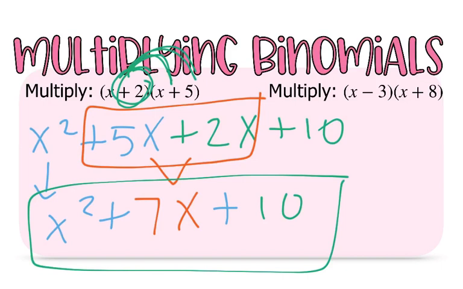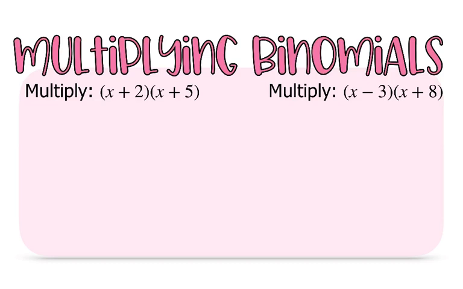Alright, I'm going to erase the screen and do the second example. If you need to pause it here so you can write it down, go ahead and do that now. All right, so let's do the second example. First, I'm going to take the x and multiply it to both things in the second parentheses. So what would I get with that? Well, x times x is x squared, and x times 8 is 8x.